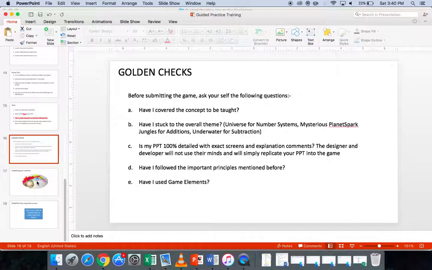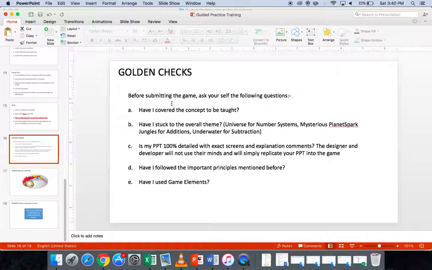So first thing is, before submitting the game or the PPT, ask yourself the following questions. Number one, have I covered the concept to be taught? The last thing that I want from you is to submit a game which does not cover the concept that is to be taught. That will be a disaster. There is no point in creating any game which does not cover the concept to be taught.